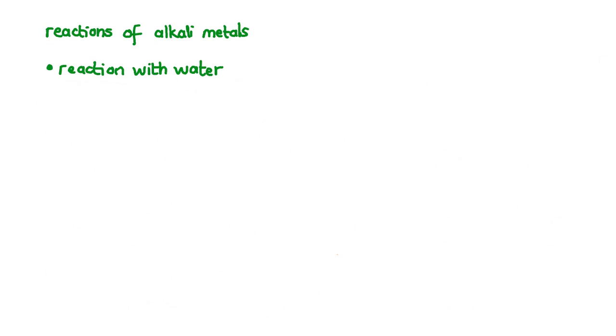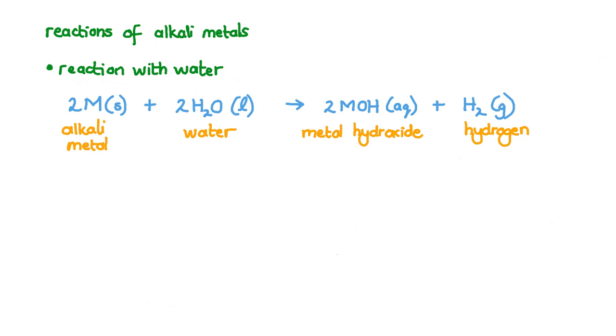The picture drawn at the beginning of this lesson of the newspaper headline and the big explosion is a true story. It is a real-life example of the vigorous and even violent nature of the reaction between an alkali metal and water. All the alkali metals react in the same way with water. They all produce a metal hydroxide solution and hydrogen gas.